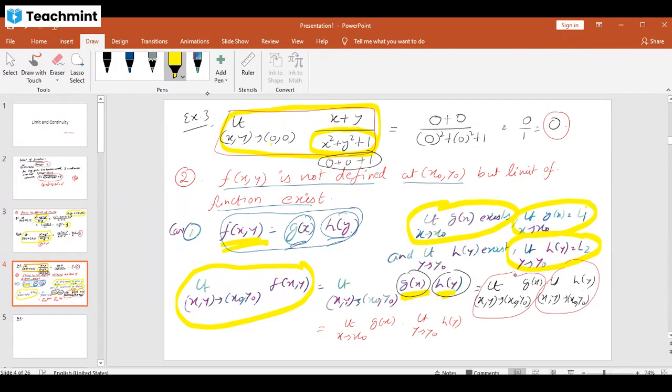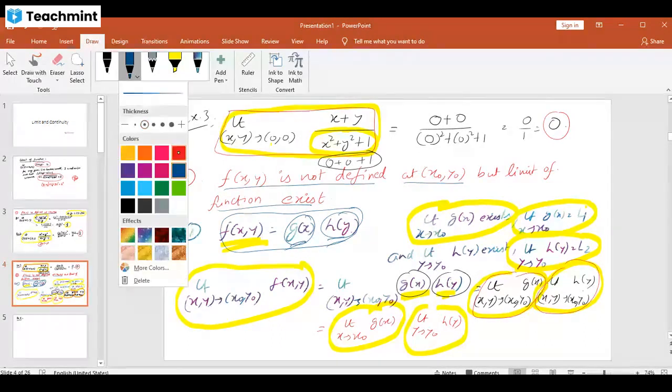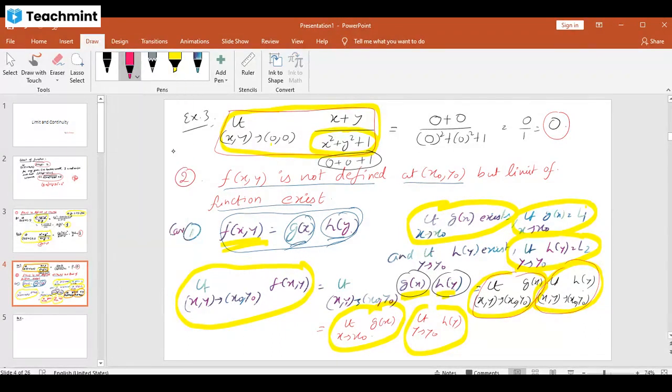But because this function depends upon x only, it means that there is no role of variable y here. So this limit is treated like a limit of a single variable, like limit x tends to x naught of g of x. And here limit (x, y) approaches (x naught, y naught) of h of y becomes limit y tends to y naught of h of y. Now because the limit of this function exists and is equal to L1, and this limit is L2, it means that the limit of the function f of (x, y) is equal to L1 into L2.